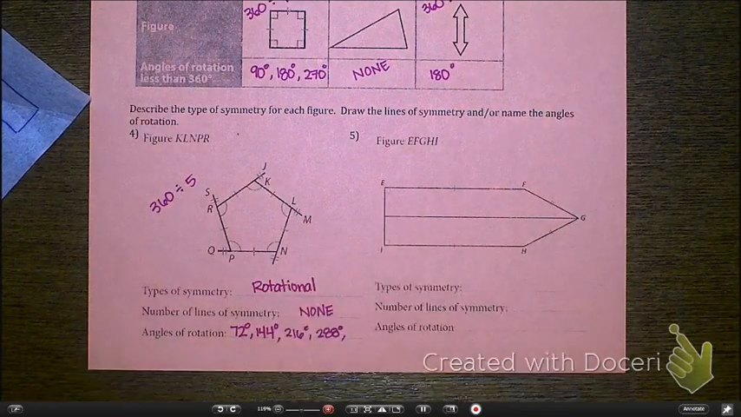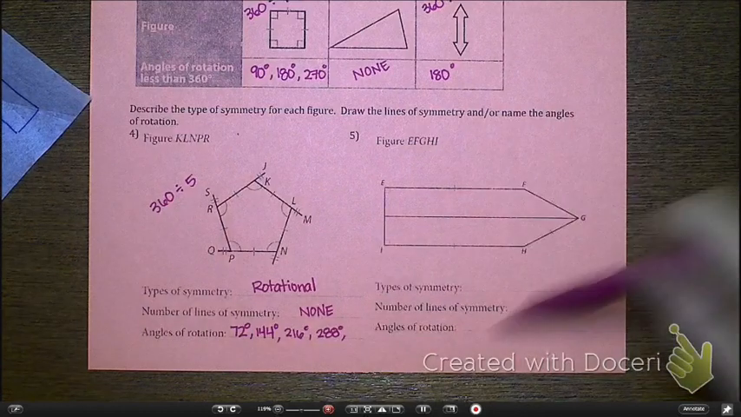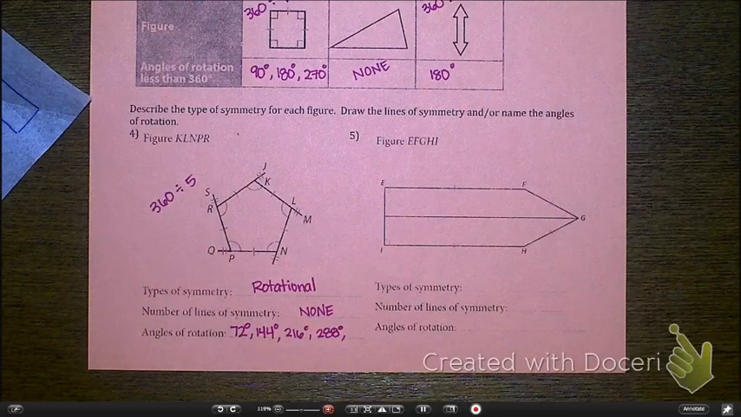All right. Okay, I'm going to give you guys a moment really quickly to discuss number 5 with the people around you. See if you can figure out whether it has line or rotational symmetry. If it has rotational symmetry, list the angles of rotation. If it has line symmetry, draw the lines of symmetry. Okay? Try that one.